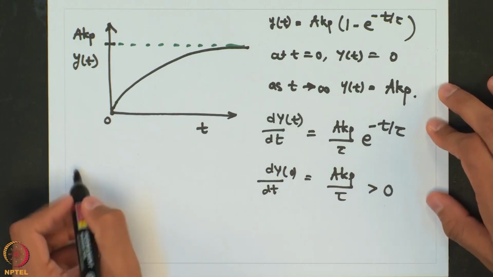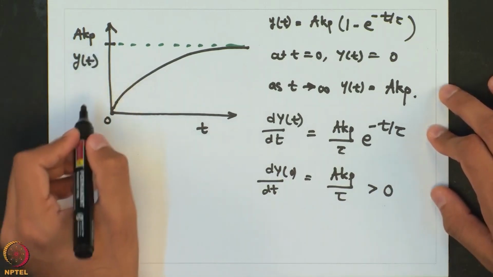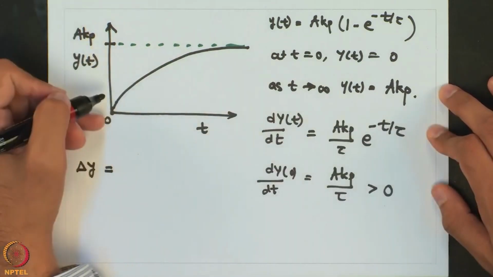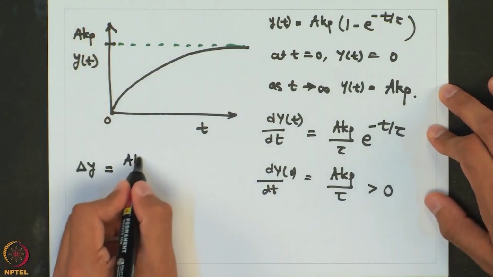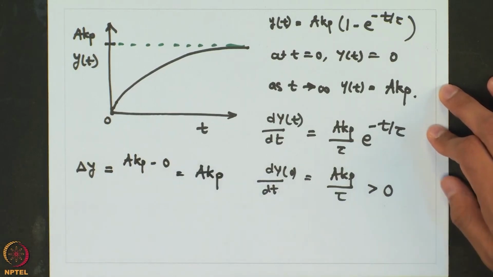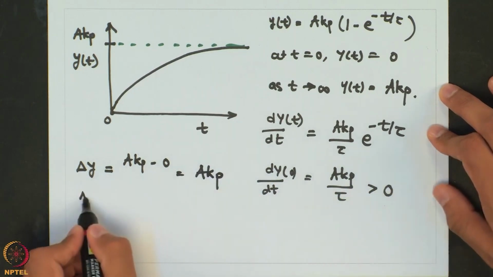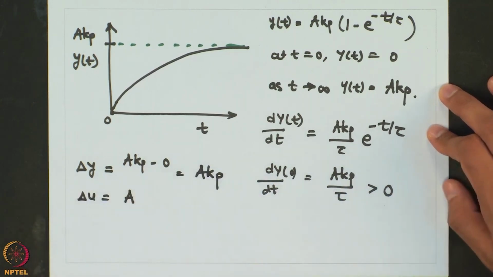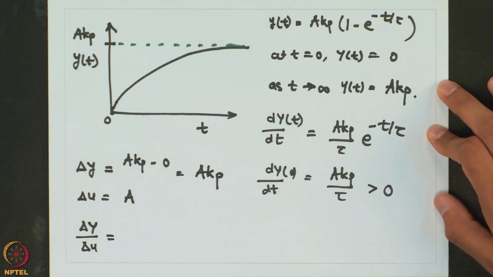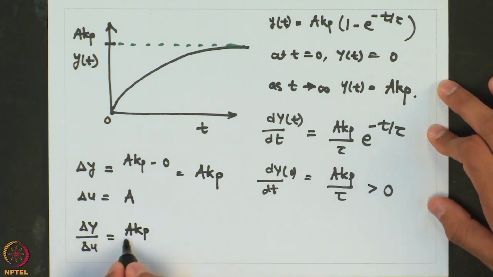So, this is the response of a first order system to a unit step change. We can now look at the total change in output, which is the change from start value to the end value, that is AKP minus 0, equal to AKP, and this change in the output was caused by a change in input of the value A. If we look at the magnification of the effect of u, we can find delta y over delta u, that is total change in output to total change in input, which is AKP over A, equal to Kp.